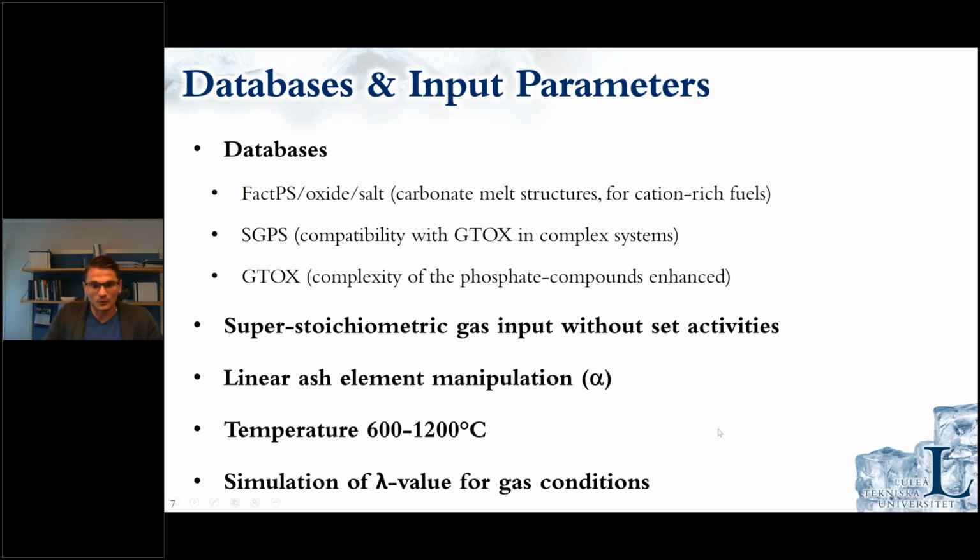Furthermore, we want to model a gas input without setting activities, because that gives more constraints to the system. We have ash element manipulation, which basically reflects our mixtures. We analyze in the temperature range from 600 to 1200 degrees Celsius, and we simulate the gas atmosphere by simulating the lambda value for the gas conditions and the gas proportion.